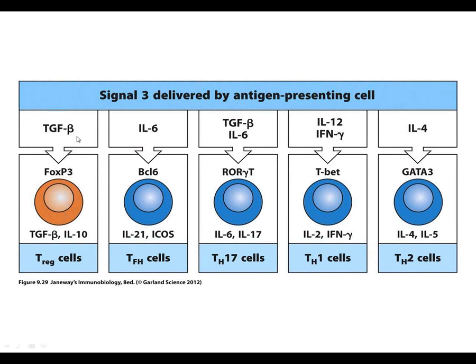So this TGF-beta, its job is actually to turn on these essential transcription factors that seal the fate of the T cells to become a regulatory cell. The TGF-beta turns on the essential transcription factor FOXP3 in the case of T regulatory cells to make it a Treg.